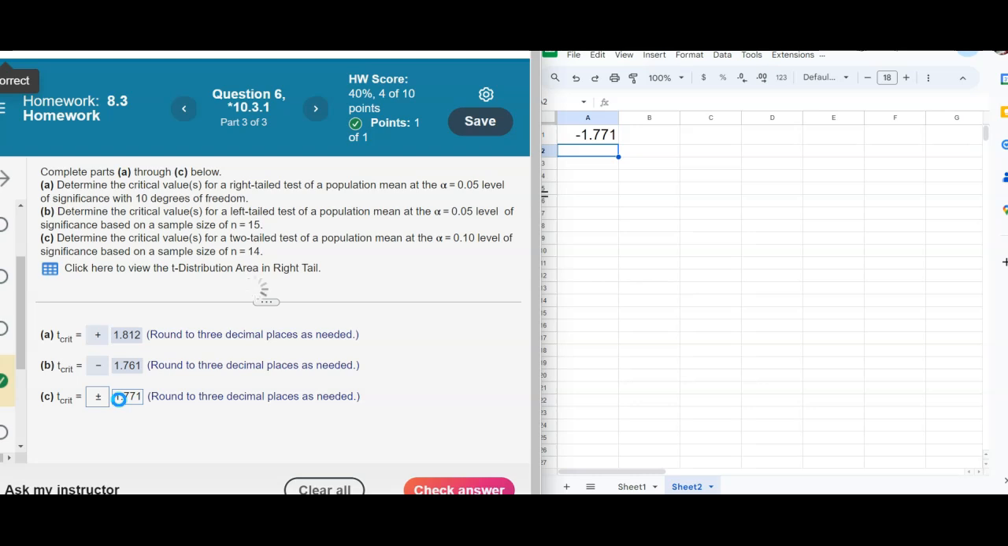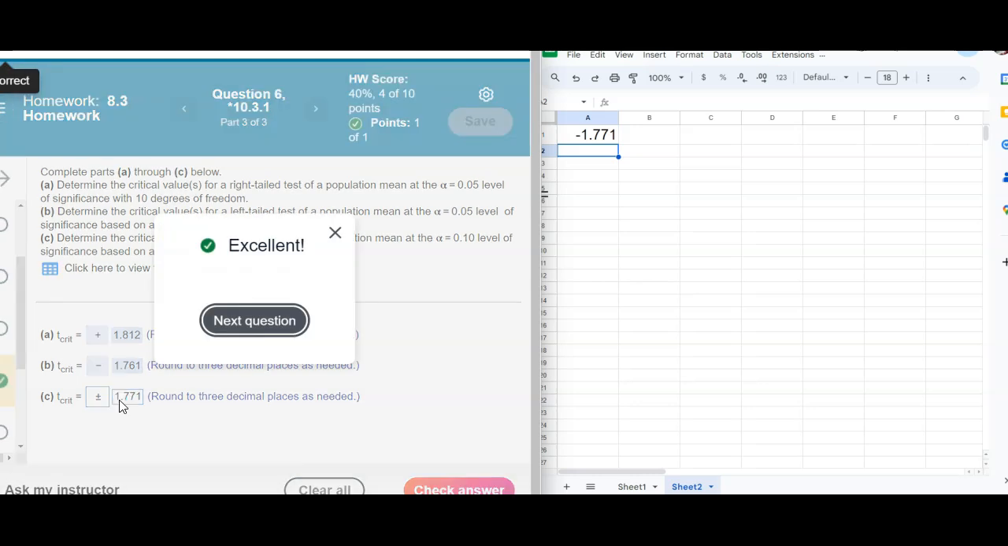So there's how we find the 3 different scenarios for critical t-values. Right tail tests are going to be positive, left tails negative. Two tails are plus and minus, but we have to remember to divide alpha in half for the two-tail test.